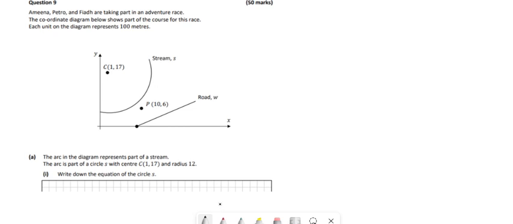Hi folks, this is question 9. It's just a circle here to tell us what the radius is and what the centre is, so we're just going to fit it into that formula.